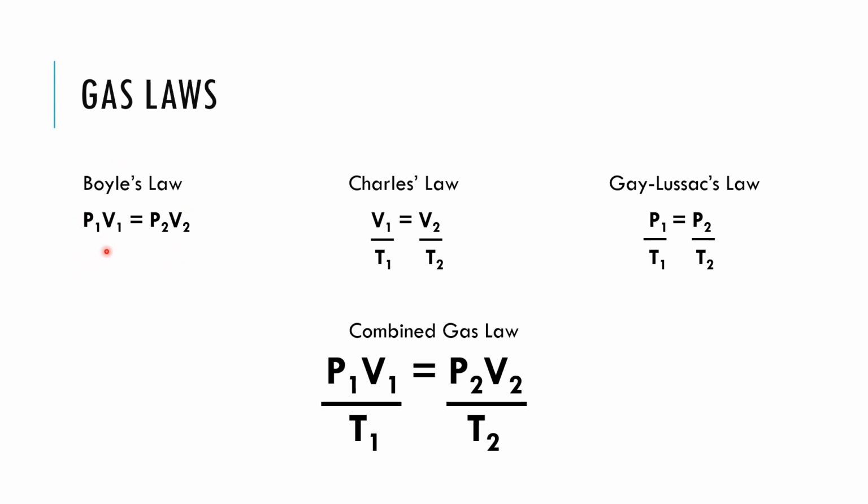So we have P1 V1 equals P2 V2, or the first pressure and volume are equal to the second pressure and volume multiplied together. Then we have Charles's law, where we have the volume and our temperature, and it's V1 over T1, so divided, equals V2 over T2, so also divided. Then we have Gay-Lussac's law, which is pressure and temperature's relationship. We have P1 over T1 equals P2 over T2.